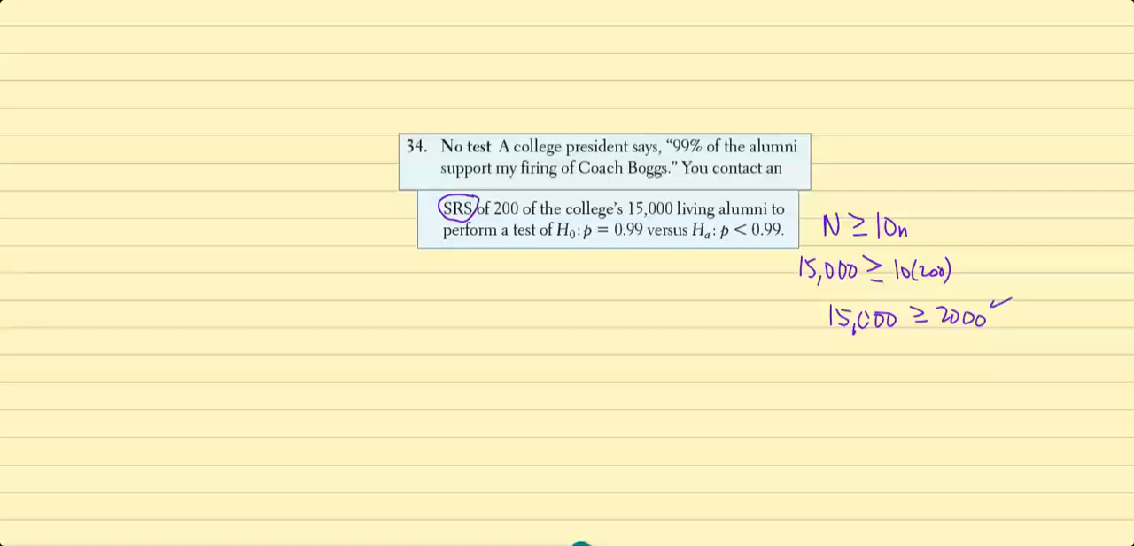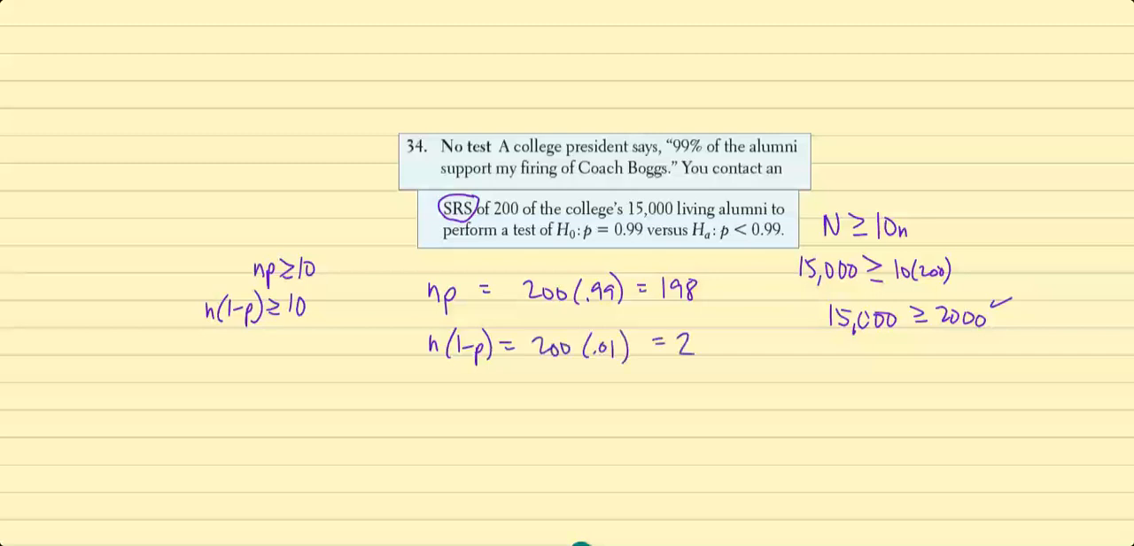Now we need to check our large counts. We're going to do n times p, that's going to be 200 times 0.99, that's 198. Remember, np has to be greater than or equal to 10, but n times 1 minus p has to be greater than or equal to 10 as well. n times 1 minus p is going to be 200 times 0.01, which is only equal to 2. So there would be our condition that is not met. So in this case, we cannot use a one-sample z-test.